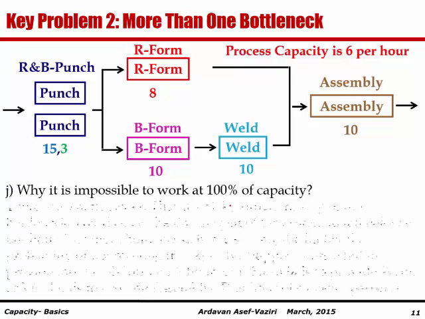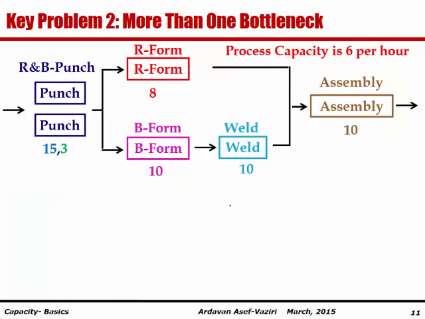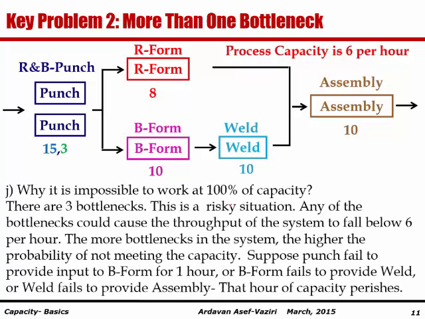Again, we can compute capacities and we will find out that the capacity is 6. But this 6 is a very difficult 6. Why is it a very difficult 6? Because we have 3 resources: beform, weld, and assembly. They all should perform at 100% capacity for this process to produce 6 products per hour.